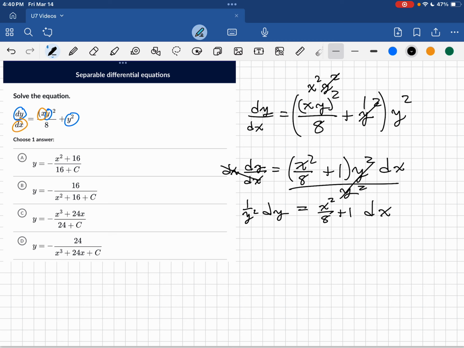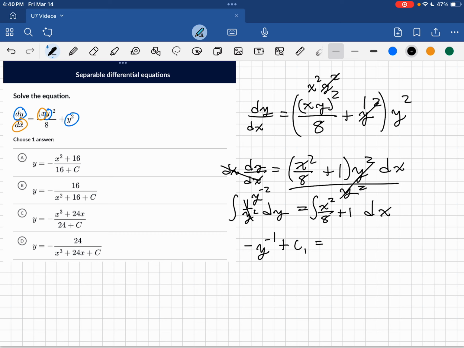Once you have all the y values and all the dx values on the same side, you integrate both sides. On the left side, I'll rewrite this as y to the negative 2 power. I add 1 to the negative 2 and then divide by my result. So I get y to the negative 1, and then I divide by negative 1, which makes the term negative. Because it's an indefinite integral, we have to add a c, a constant.